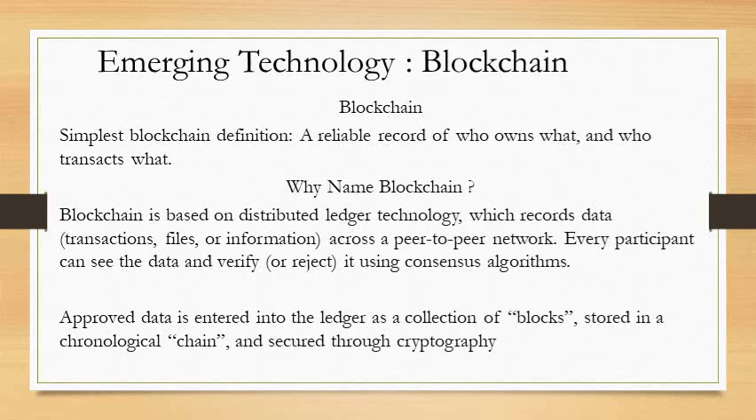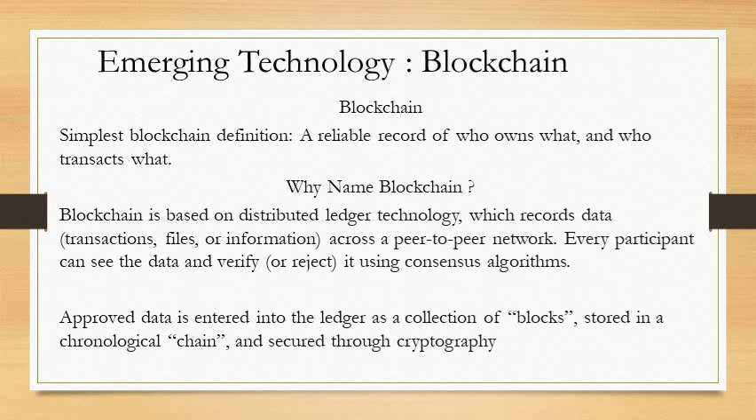The next emerging technology is blockchain. The simple definition of blockchain is a reliable record of who owes what and who transacts what. Why is the name blockchain given? Blockchain is based on distributed ledger technology, which records data, transaction files and information in the form of blocks across a peer-to-peer network. Every participant can see the data and verify or reject it using consensus algorithms.